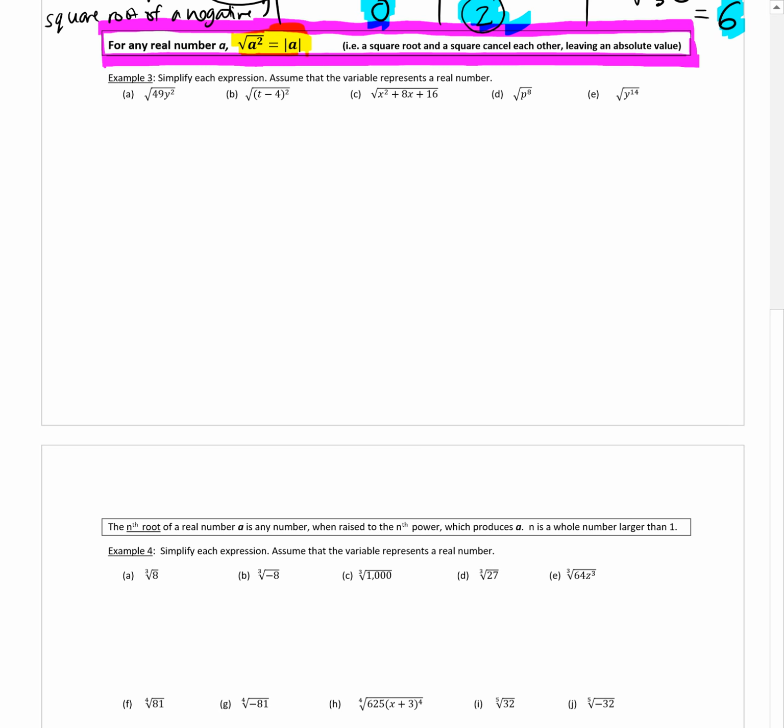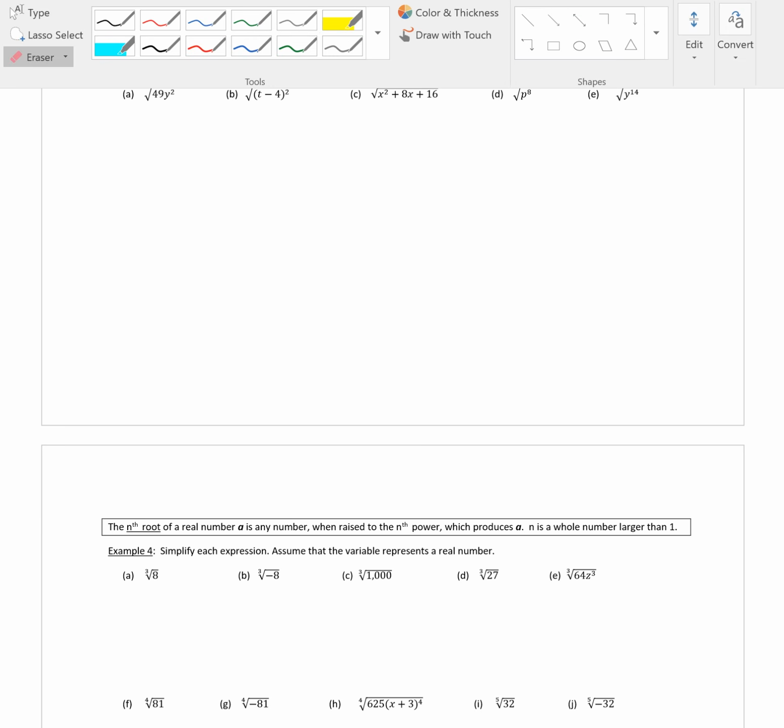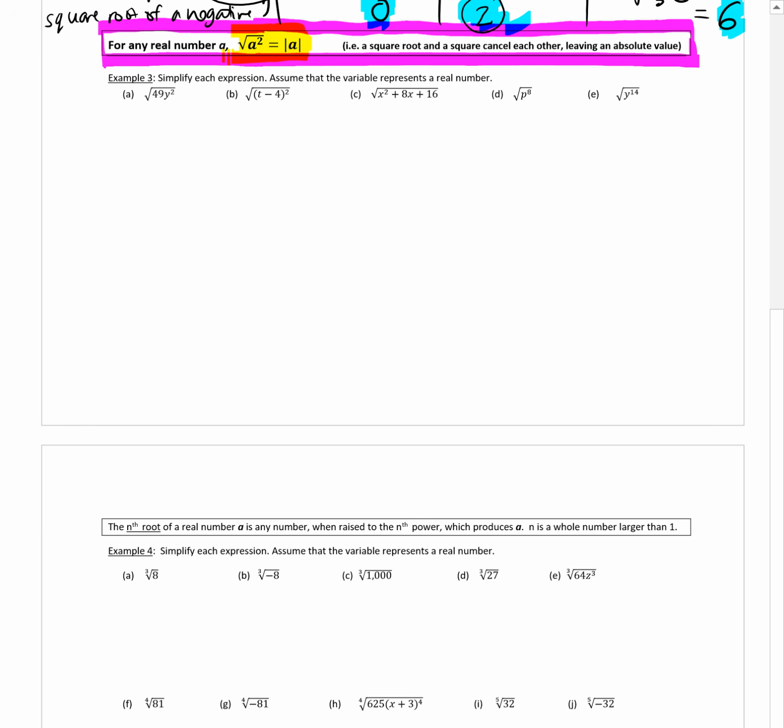It's kind of weird looking, but it says the square root of a squared is the absolute value of a. I don't know if you remember the absolute value. Remember, absolute value just pretty much makes everything positive. So if you have a negative inside absolute value, it becomes positive. If you had a positive, it stays positive. So keep that in mind. Absolute value just means make this number positive.